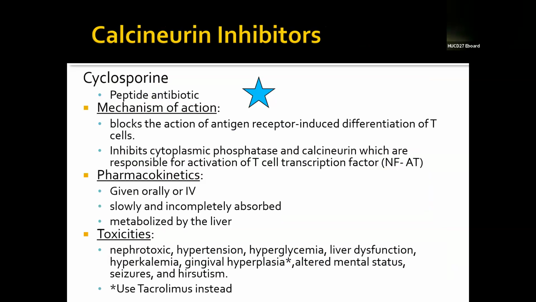It's a peptide antibiotic. It blocks the action of the antigen receptor induced differentiation of the T cells, right? It inhibits the cytoplasmic phosphatase and calcineurin, which are responsible for activation of the T cell, the transcription factor. So you give it orally.